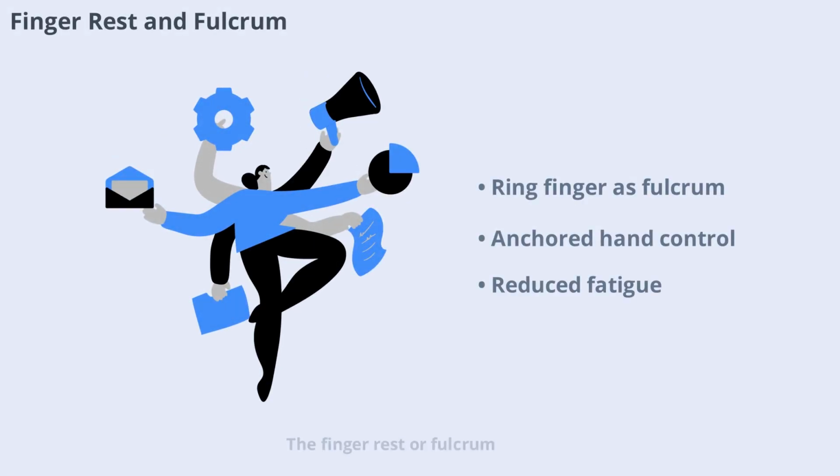The finger rest, or fulcrum, is a critical component of instrument stabilization. By resting the ring finger on a stable surface, clinicians can anchor their hand and maintain precise control over the instrument. This technique minimizes unwanted movement and enhances accuracy during periodontal procedures. The fulcrum also helps distribute force evenly, reducing the risk of fatigue and injury for the clinician.